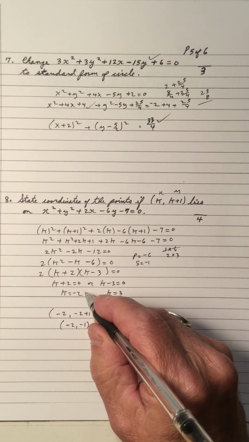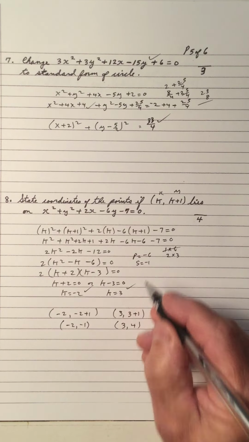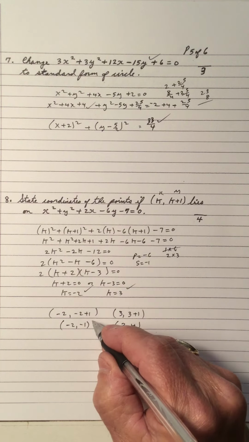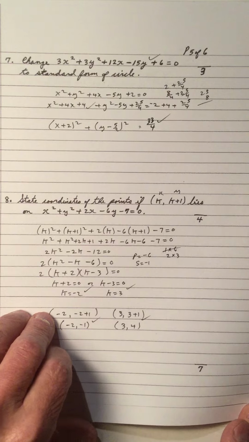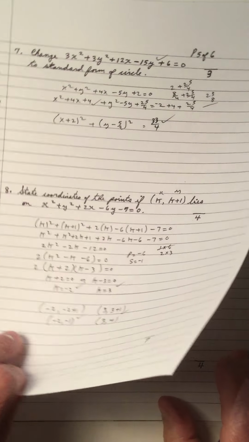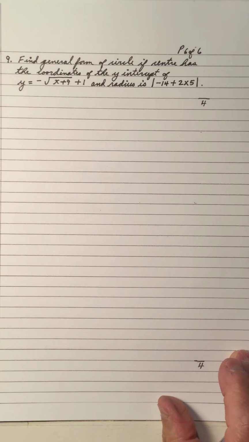So if you get this down to here, you get a mark each. If you sub in, you get a mark each, 4 altogether, 7 for that page. And one more question to end off the video review from 1 to 12.